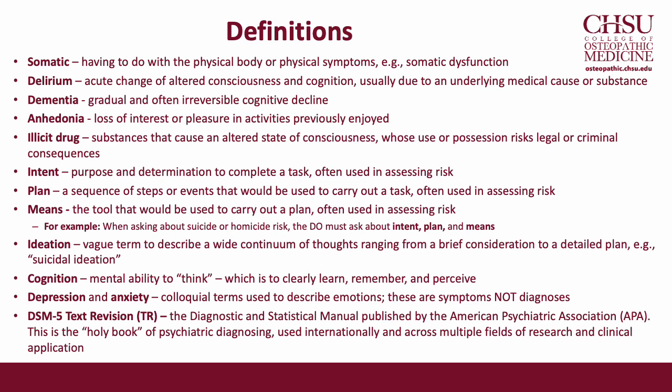Arguably, a person who has intent but doesn't have a plan is going to be much lower risk than a person who has an intent, a plan, and the 3rd thing on this list, means, the tool to carry out a plan, often used in assessing risk. For example, when asking about suicide or homicide risk, the physician must ask about intent, plan, and means. And if a person has intent and plan but no means, or intent and means but no plan, although that wouldn't make a ton of sense, it's still possible, it's going to be a much different risk stratification than if they have all 3 of those items.